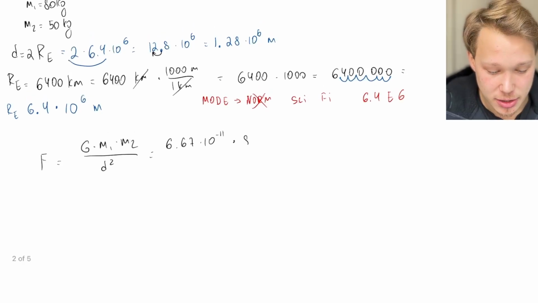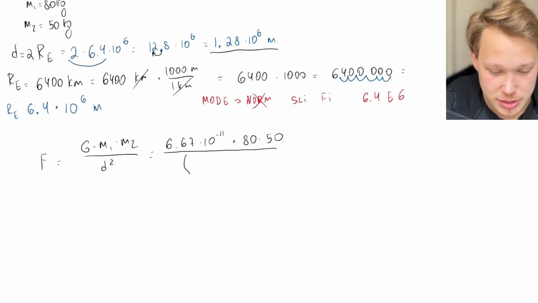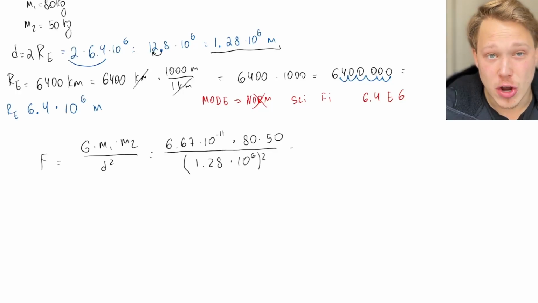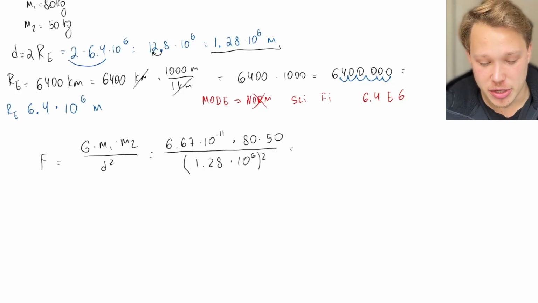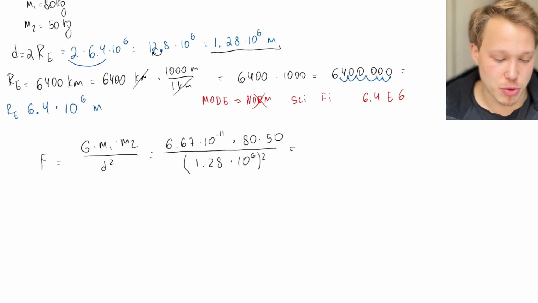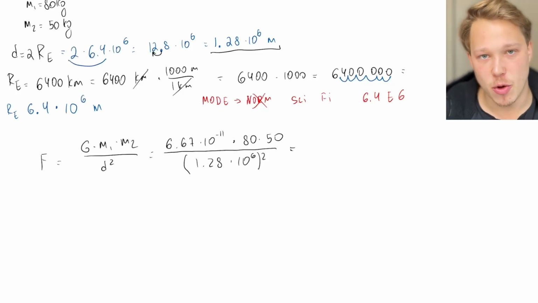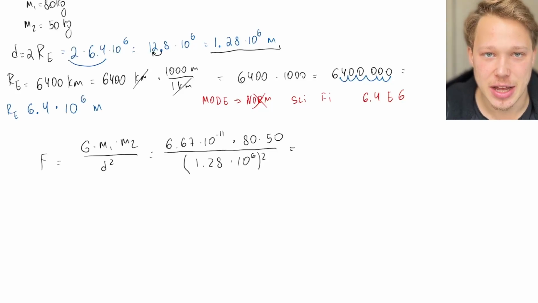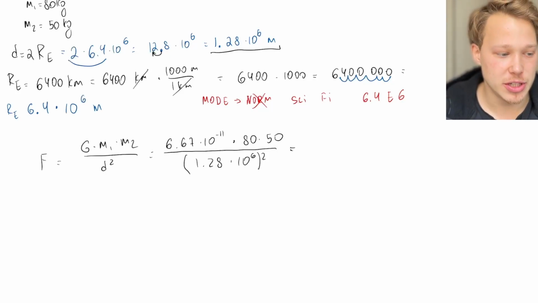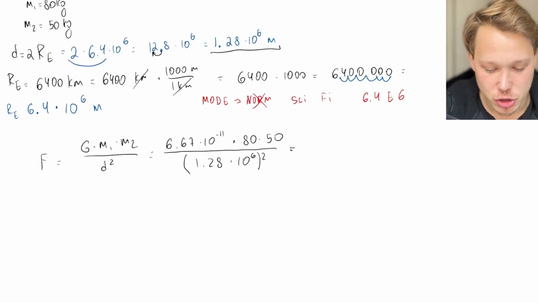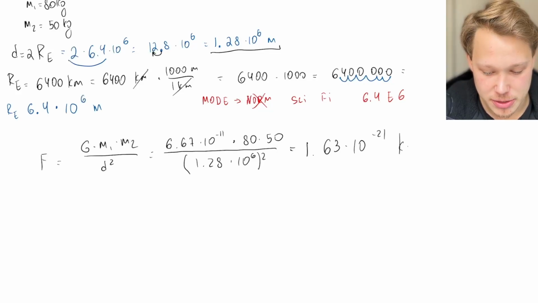M1 is 80 kilograms, M2 is 50 kilograms, and the distance between the two objects we found was 1.28 times 10 to the 6. Try to plug this into a calculator yourself, because even though it's straightforward, you should practice it and be aware of the parentheses. It takes some getting used to dealing with really large numbers. But you should get 1.63 times 10 to the minus 21.